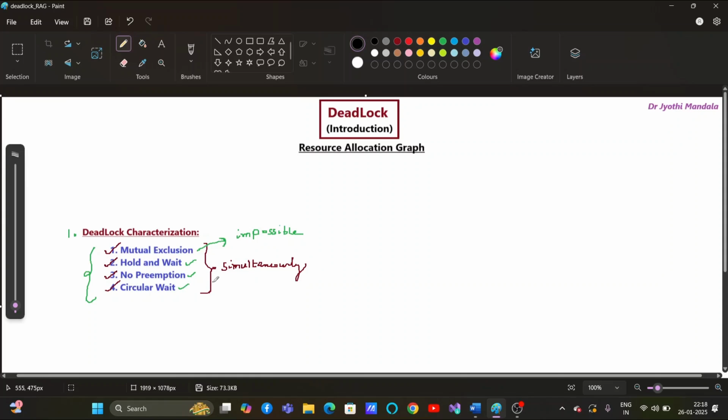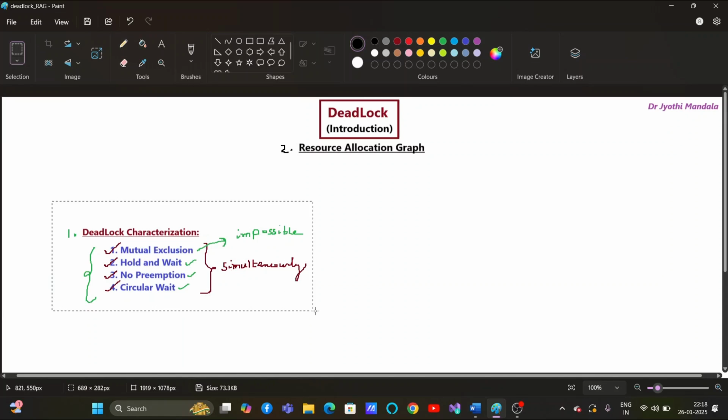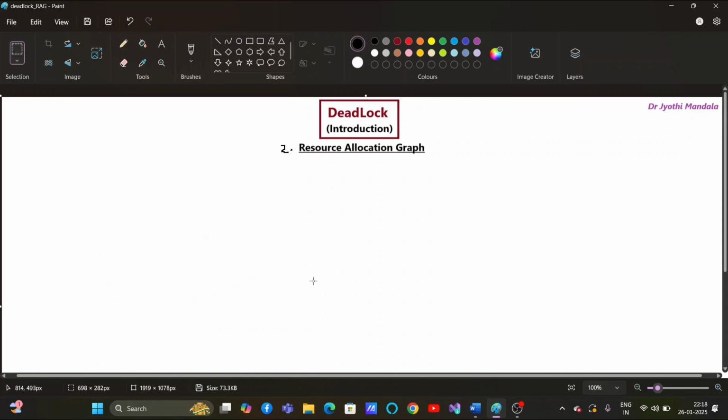In today's lecture, we will understand the second way of understanding whether our system is in deadlock or not, that is through resource allocation graph. So keep your heading, all of you. The second way of finding whether a system is in a deadlock or not is through resource allocation graph. Now, what is this graph?